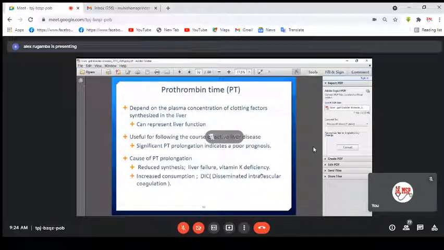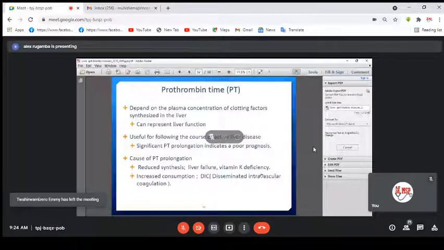Another thing for the liver, there is also a vitamin. Vitamin K also helps in coagulation, and it's synthesized by the liver. So we may also check the level of vitamin K. Is that okay? Yes. Okay, good. If you understand, then let's continue.